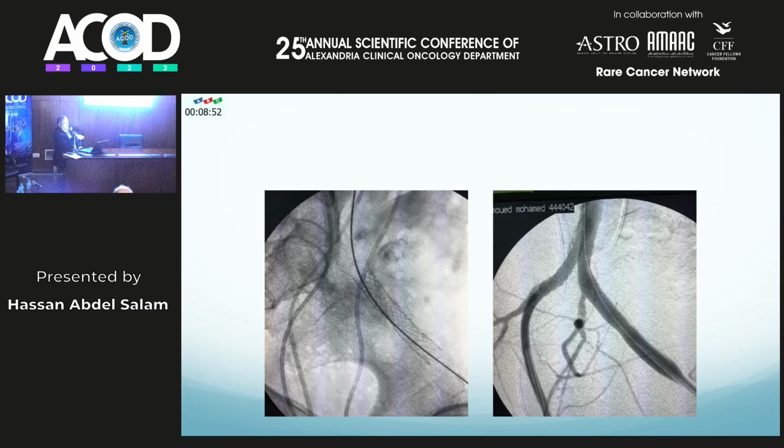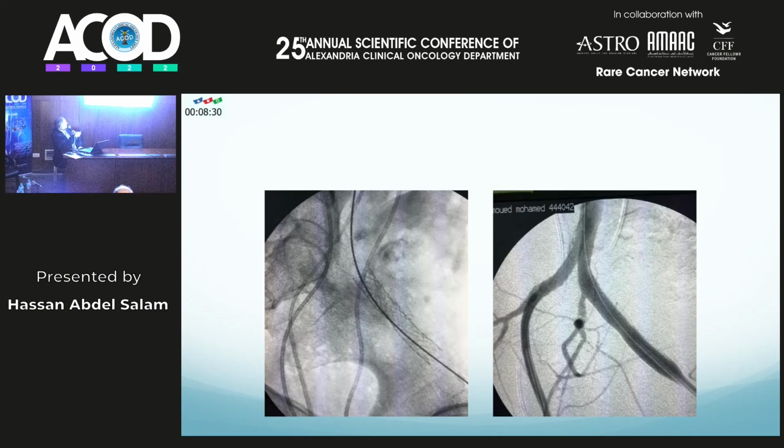So we decided to put a covered stent in, and a covered stent or a stent graft is a metallic stent which is covered by fabric, to seal the hole and meanwhile maintain the flow in the artery, because this is the external iliac artery, which is the supply for the left leg. You can't just occlude the artery, otherwise the patient will have an amputation of his left leg.